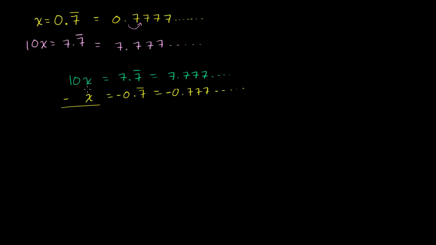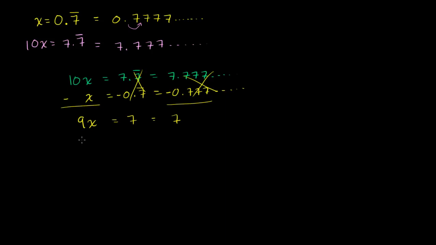Well, 10 of something minus 1 of something is just going to be 9 of that something. And then that's going to be equal to, what's 7.77777 repeating minus 0.77777, going on and on and forever repeating? Well, it's just going to be 7. These parts are going to cancel out. You're just left with 7. Or you could say these two parts cancel out. You are just left with 7. And so you get 9x is equal to 7.